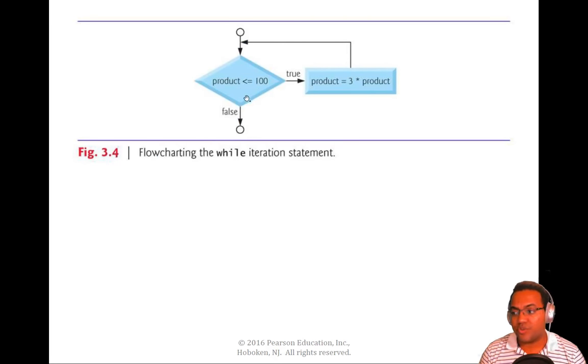While this is true, do this. And do that until the sentinel has been reached. Once it's been reached, 243, go into the false statement, or go to the next line, whatever that may be.